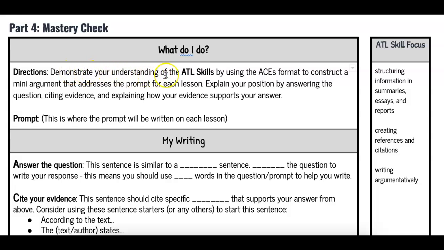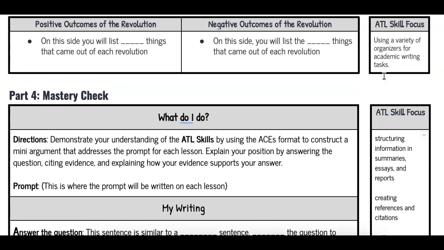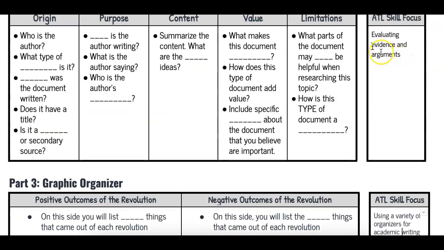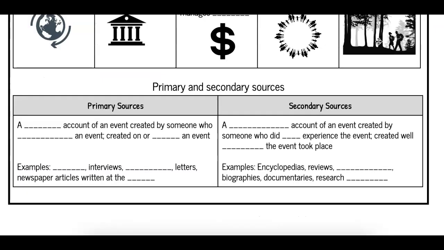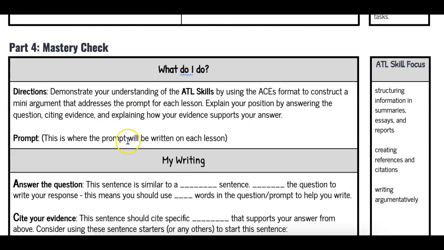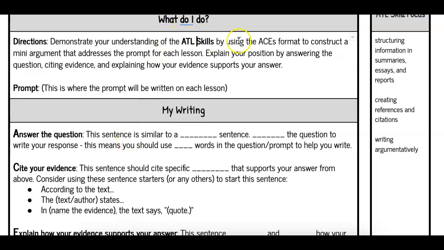The directions will say, demonstrate your understanding of the ATL skills, and they've all been listed here on the right-hand side. So the graphic organizers, the evaluating evidence, and all of that. Demonstrate your understanding of the ATL skills by using the ACES format to construct a mini argument that addresses the prompt for each lesson. We'll talk about ACES in just a moment. Explain your position by answering the question, A, citing evidence, C, and explaining how your evidence supports your answer, E.